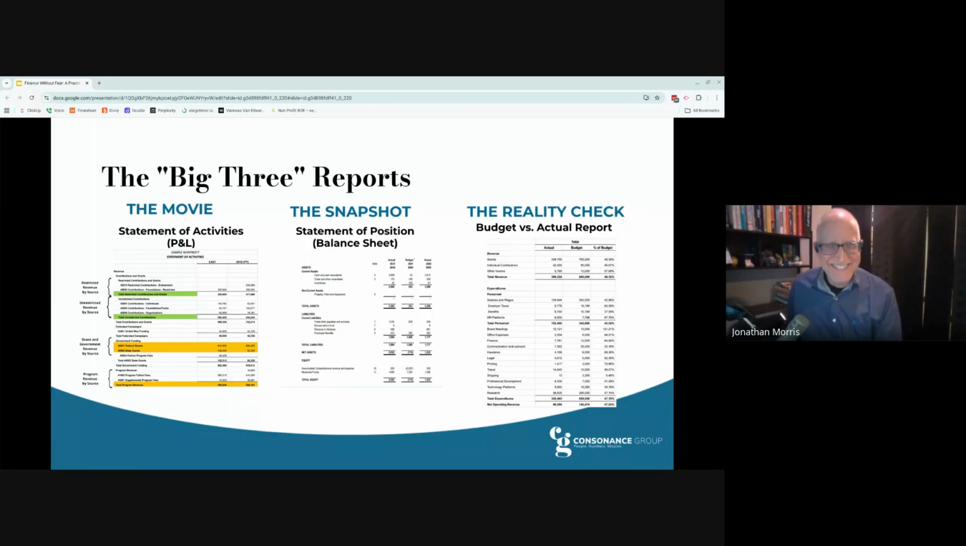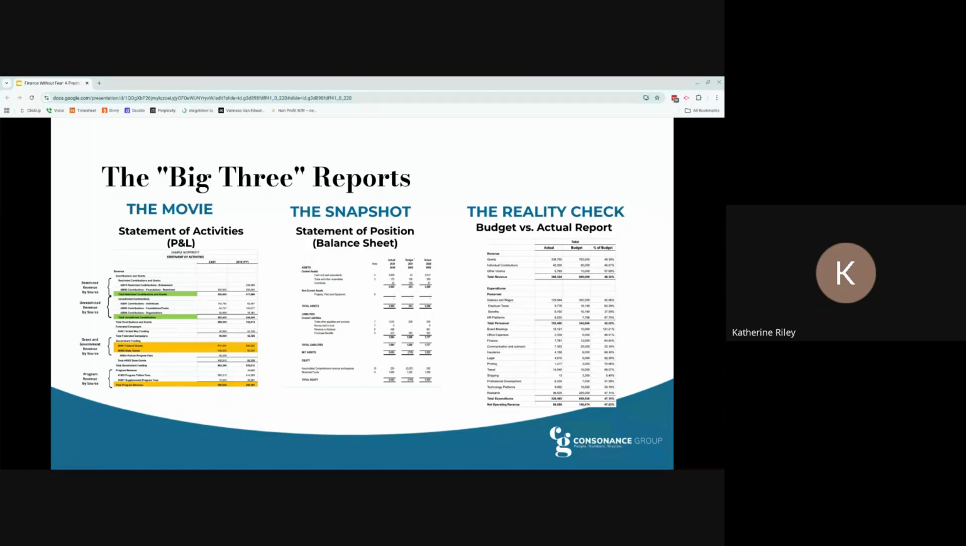Don't be shy. I don't have a question about these three, but I'm curious, because I use the P&L and a statement of cash flow. Should I be maybe using a different one instead if I'm trying to give an organization a snapshot, which is like the balance sheet, just like where they currently are with their cash?